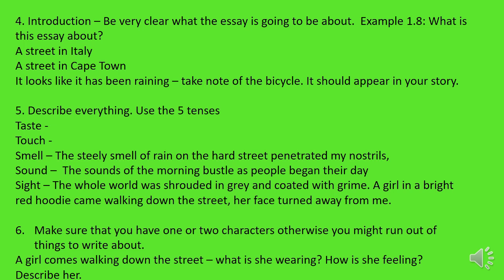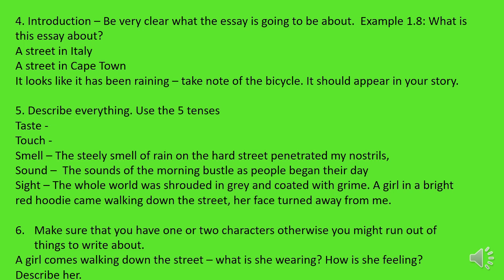Describe everything. Use your 5 senses: taste, touch, smell, sound, and sight. You don't have to use every single one of the 5 senses, but try to include those sensory descriptions. Make sure that you have 1 or 2 characters, otherwise you might run out of things to write about. So you have to have something to develop the story a little bit.